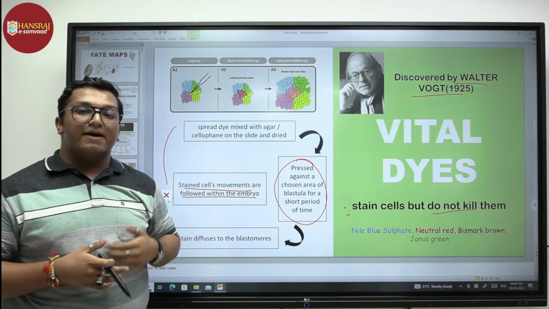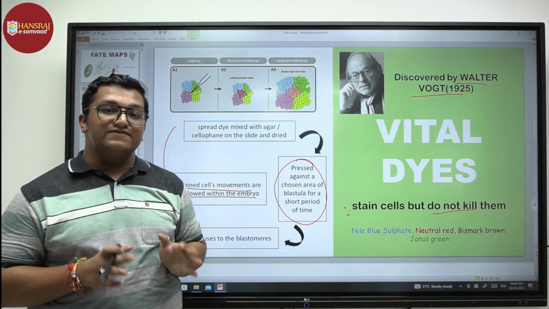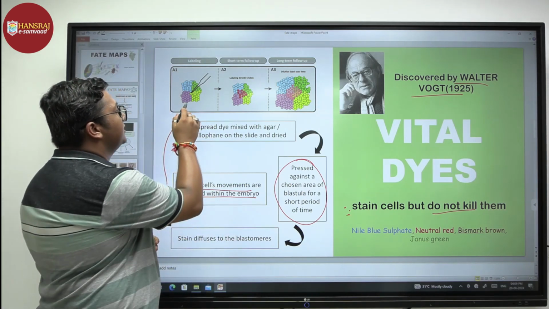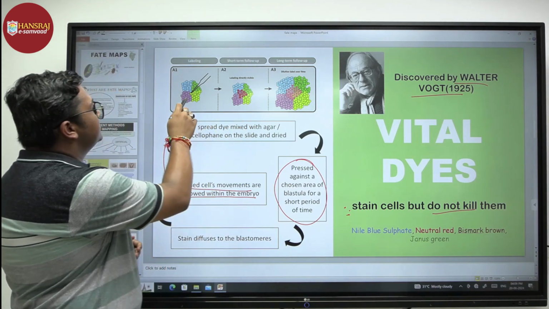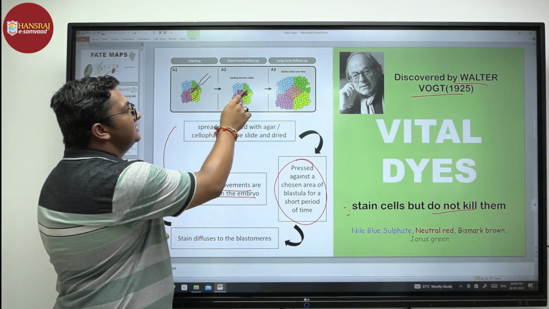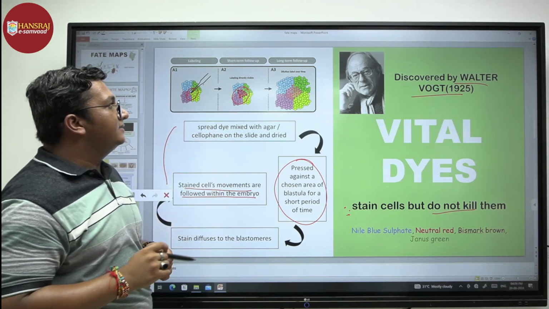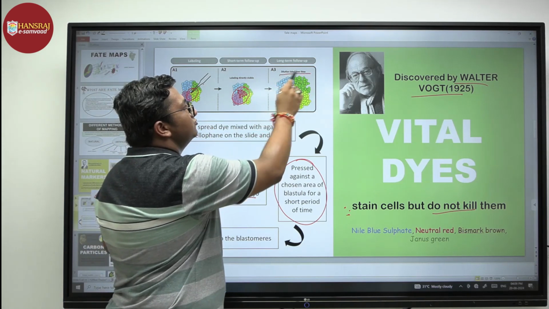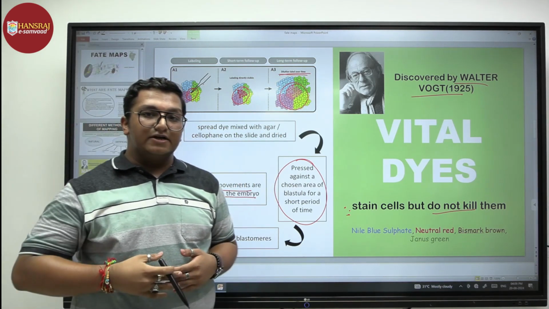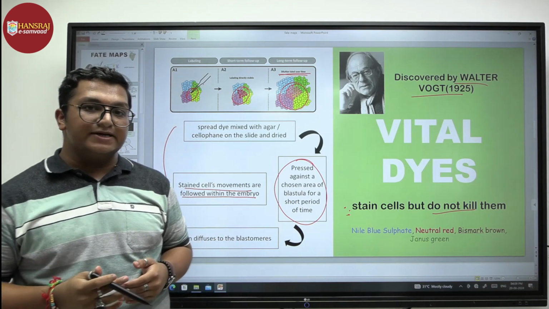But one drawback here is that vital dyes fade away. As our development proceeds, the dye seems to fade away. As you can see, we have put on a dye here, then these particular cells are labeled, and then dilution takes place and this dye fades away. So it is very difficult for us to monitor the movements at the later stages of development.